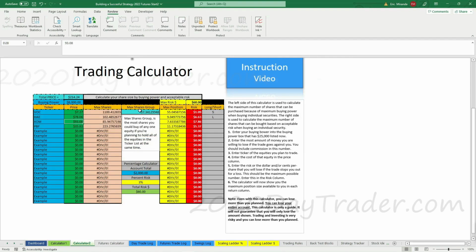On calculator 2, we have it also here for the group as well. So once I put all these in, so this is if I just use all my buying power for this one ticker, this is what I can afford on each one of these, right? After I put the dollars in how much they cost. And then I put the risk in over here. So I'm risking $1 per share, $6, $7, $5 per share.